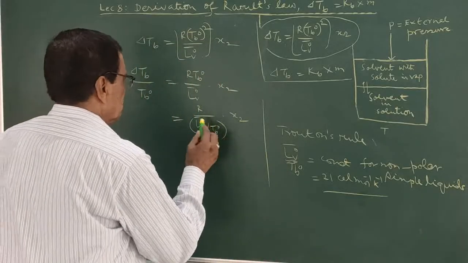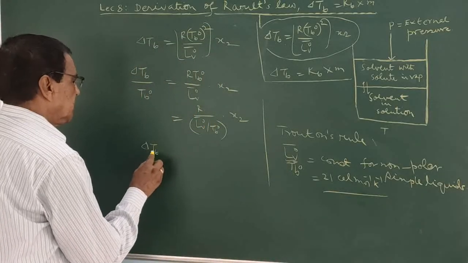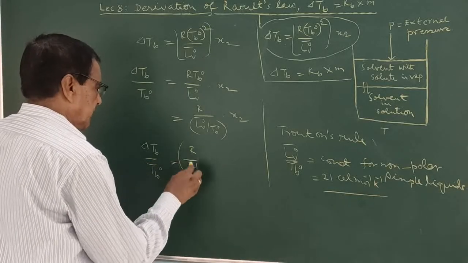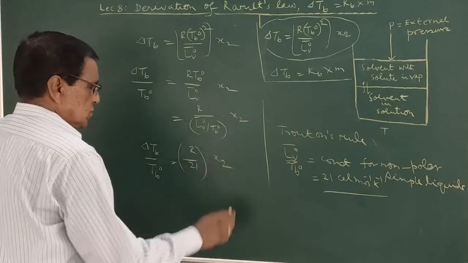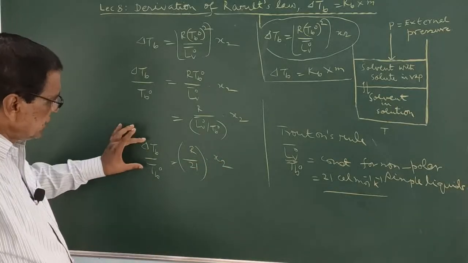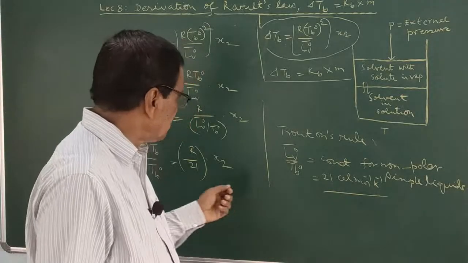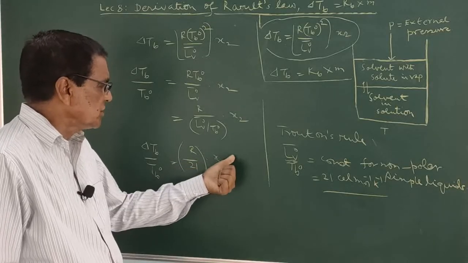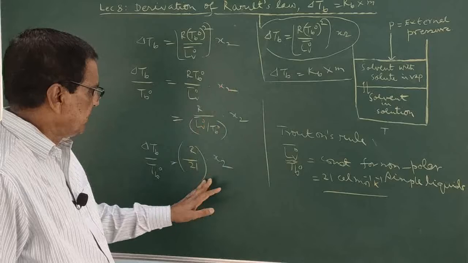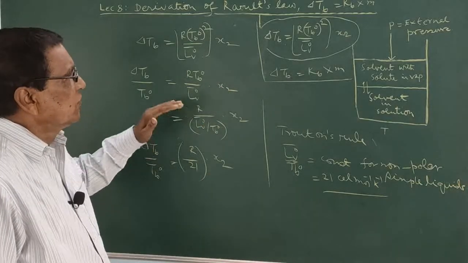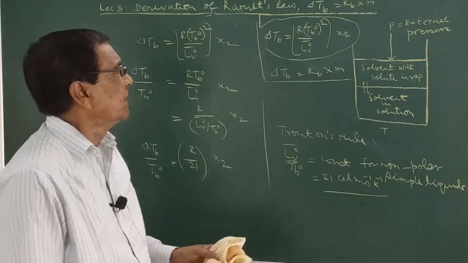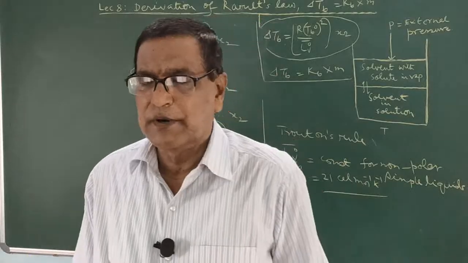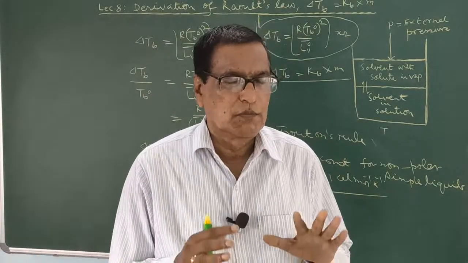So instead of this one, we can write delta TV by TV naught equal to R by 21 into x2. It shows that this ratio now does not depend on the nature of the solvent, but depends only on the concentration of the solution. So this is also another feature while we are deriving this relation delta Tb equal to Kb into m. This is all about the elevation of boiling point.